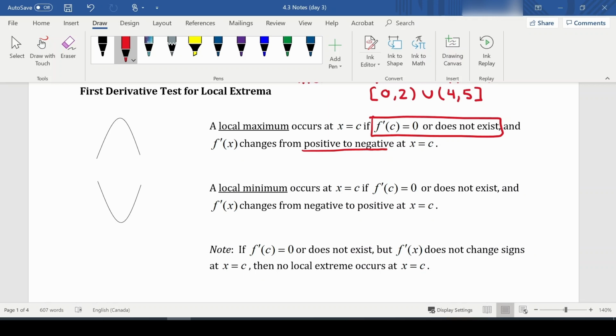So if I think about what a maximum looks like on a graph, it looks something like this. And at that maximum here, I would have that f prime is equal to 0.